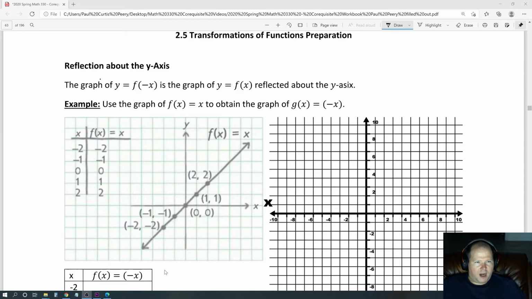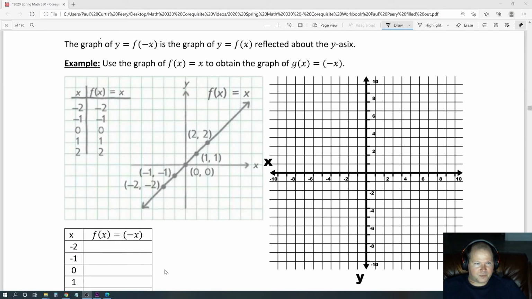Okay, so the graph y is equal to f of negative x is the graph of y is equal to f of x reflected about the y-axis. Now notice this is different. We're actually plugging a negative x instead of an x. Okay, so if our original linear function was this right here, and I'm just plotting the points they gave me before very roughly, something like this. So it would have been a point right there, a point right there, a point right there, a point right there, and a point right there.